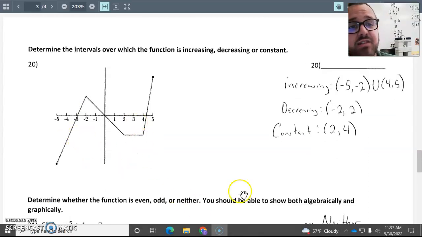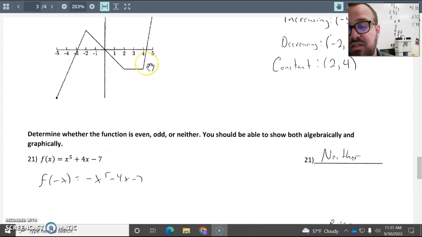Increasing, decreasing, or constant, you're going to just tell me where it's increasing, where it's decreasing, where it's constant. Again, just giving me the intervals. I don't have the y values here. I don't care about the y values, just over the domain. Where's it going up, down, or staying the same?